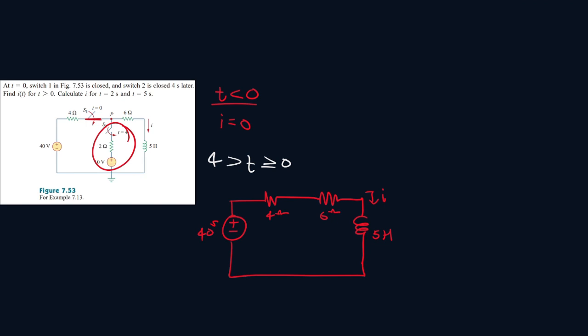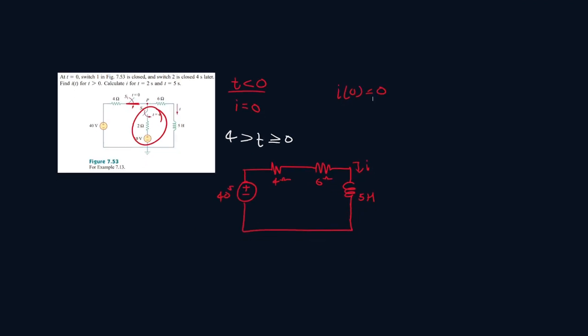For our i value, what's it going to be the second t is equal to 0? Our i value when t is 0 is also going to be 0, because when t was less than 0, our i value was 0, and the second t is equal to 0, our current can't just change instantaneously across our inductor, so it has to also be 0.